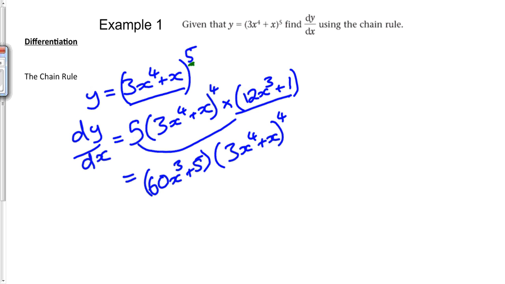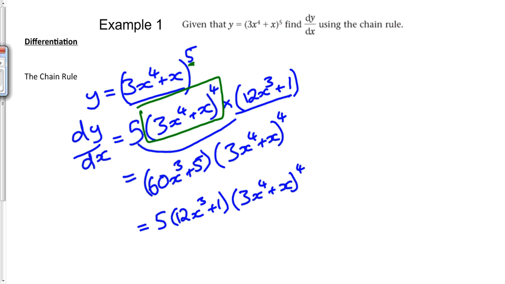Alternatively, they wouldn't dock you marks if you left it as 5 lots of 12x to the power of 3 plus 1 times 3x to the power of 4 plus x to the power of 4. And they usually consider it good form if you leave the biggest power, so the original thing that you differentiated. So that's this bit here, if you have that as the last bit, usually because it's got the biggest power. So that's the first one.